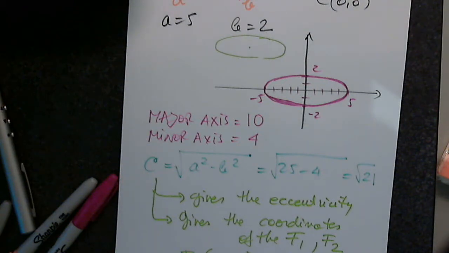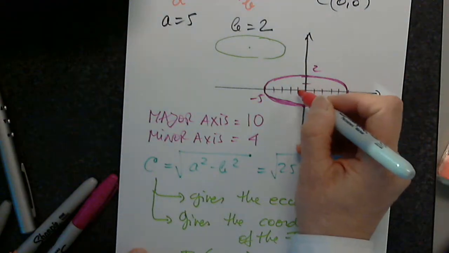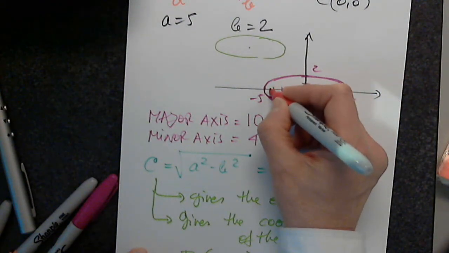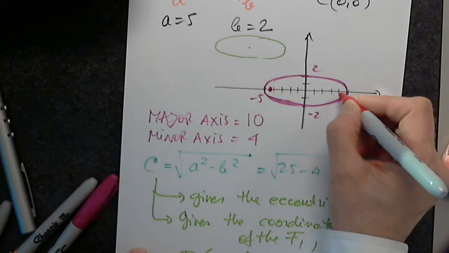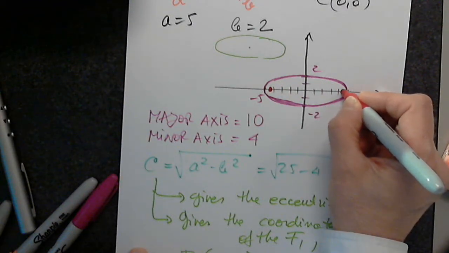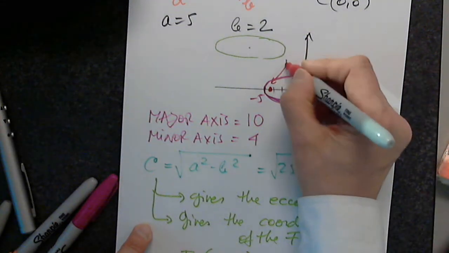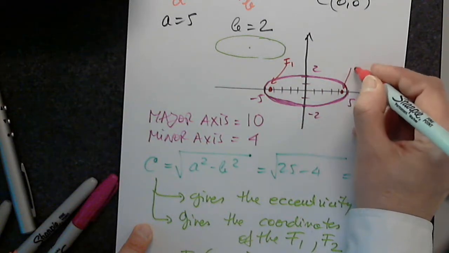Square root of 21, roughly 4.6. Okay, so 1, 2, 3, 4.6. So 1, 2, 3.46. So this is F1 and this is F2.